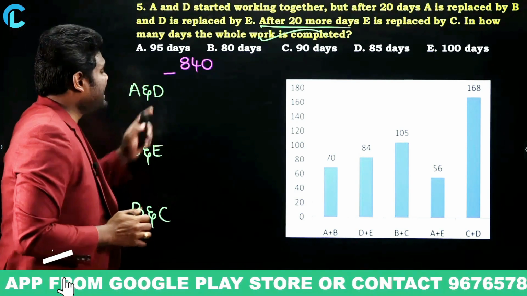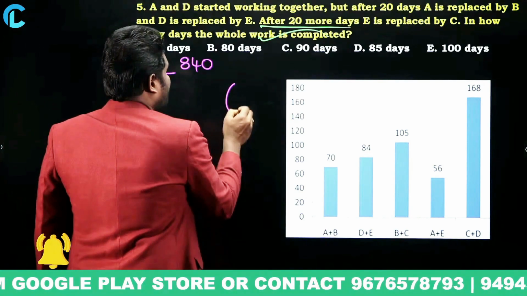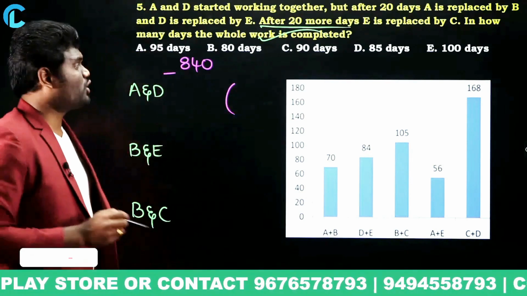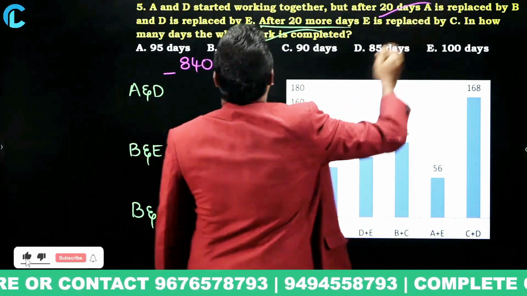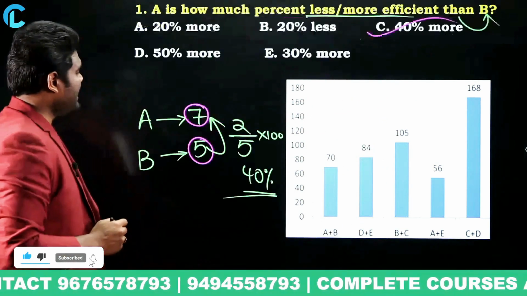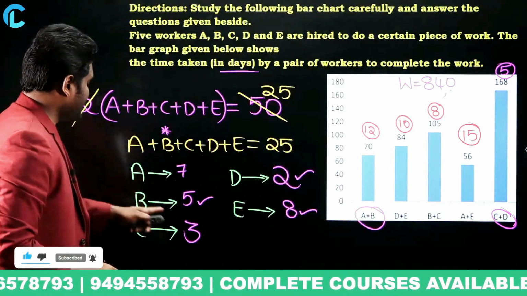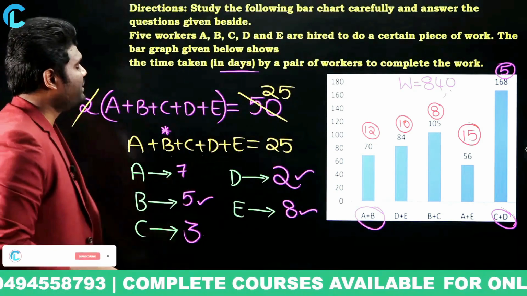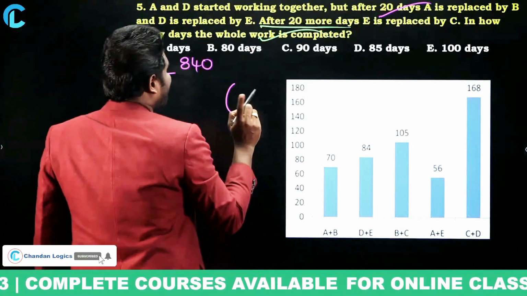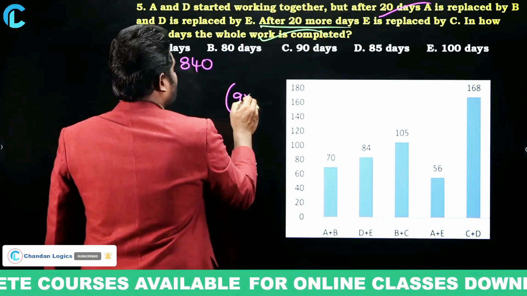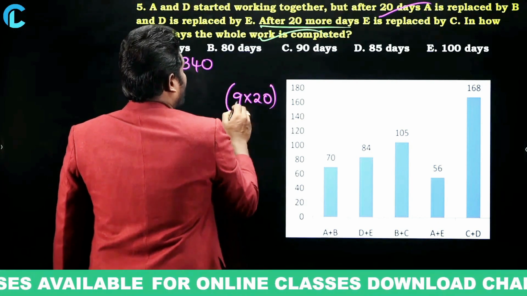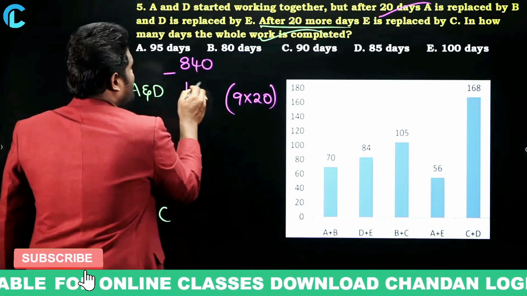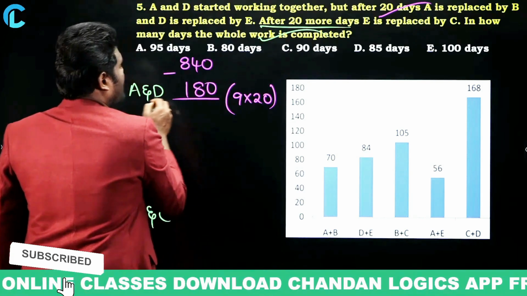Now A and D are working for how many days? A and D are working for 20 days. Okay. Now the efficiency of A is 7 and the efficiency of D is 2. 7 plus 2 means 9, which means in one day they will do 9 units. In 20 days they will do 9 into 20, that is 180 units.